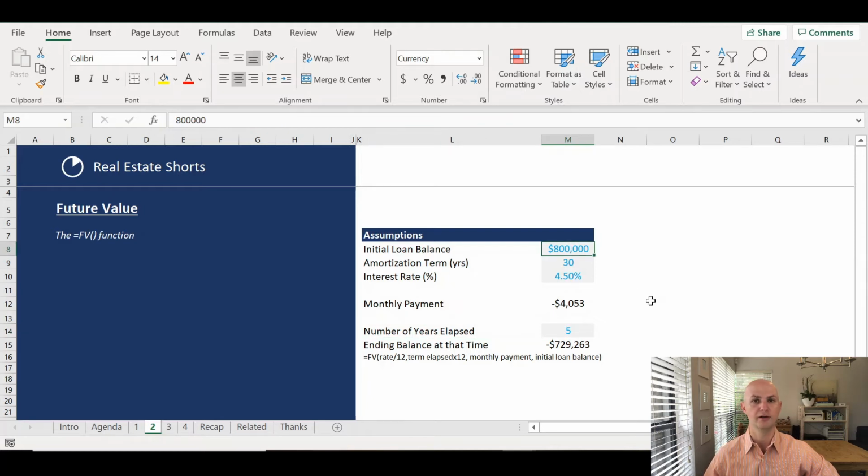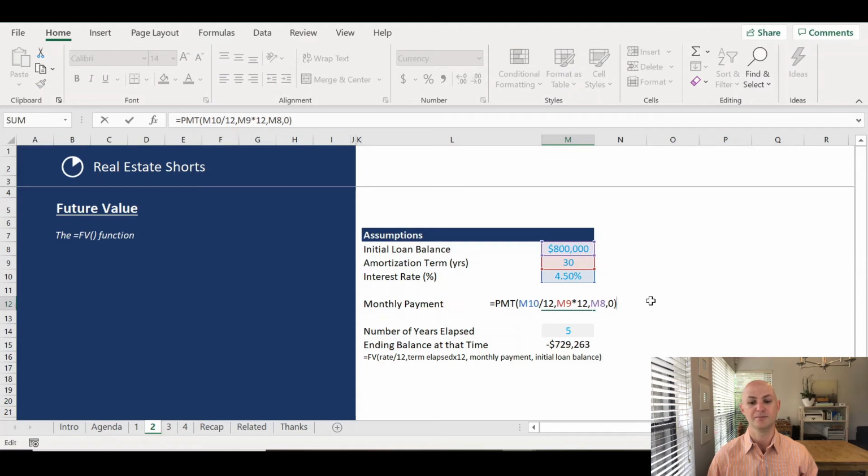So again, let's outline some of these assumptions. You're going to borrow $800,000. The amortization term is 30 years, and you have a fixed interest rate for the life of this 30-year loan at 4.5%. So first things first, what is that payment?